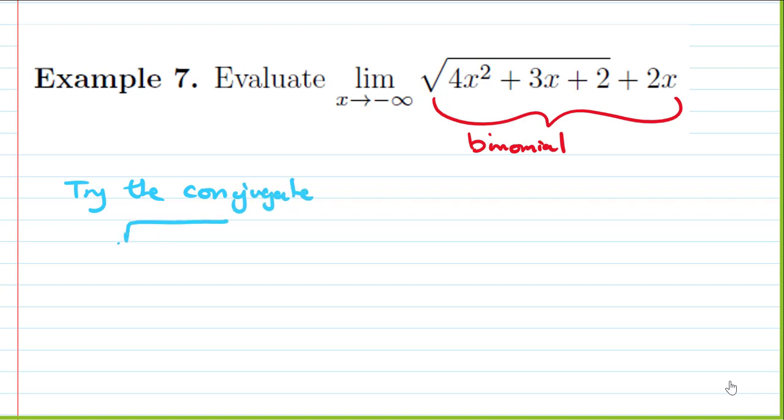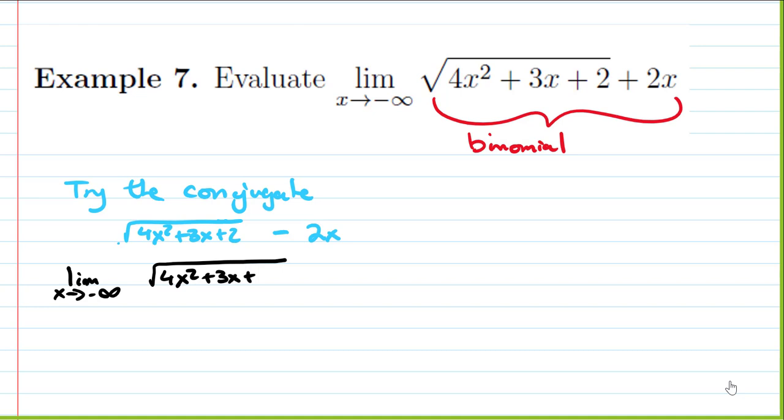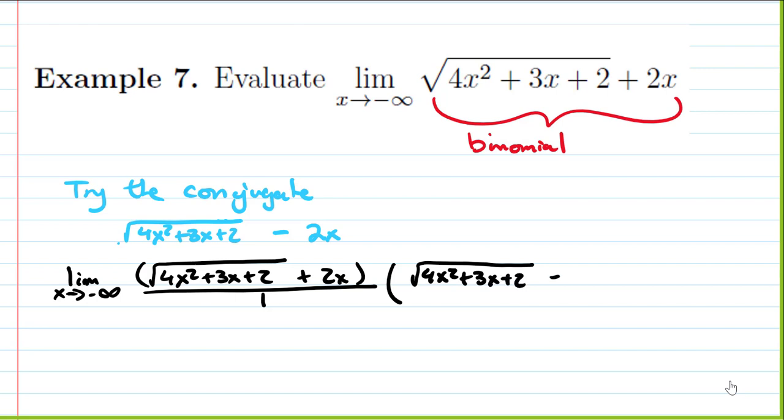So we have 4x squared plus 3x plus 2. And the conjugate, instead of plus 2x, is going to be minus 2x. So let's evaluate our limit as x goes to negative infinity of the square root of 4x squared plus 3x plus 2 plus 2x. And I'm going to make that a fraction over 1. And then I multiply the top and the bottom by the conjugate. So 4x squared plus 3x plus 2 minus 2x. And I need to do it on both the numerator and denominator.